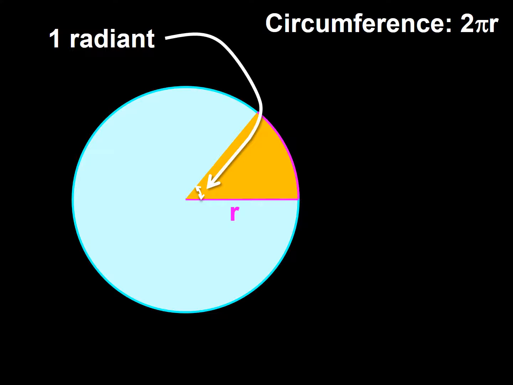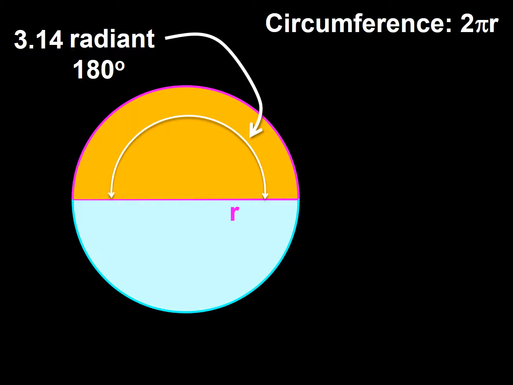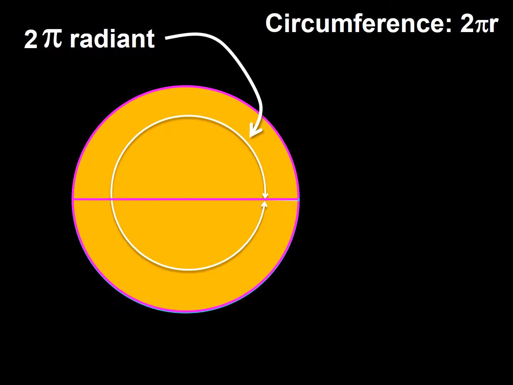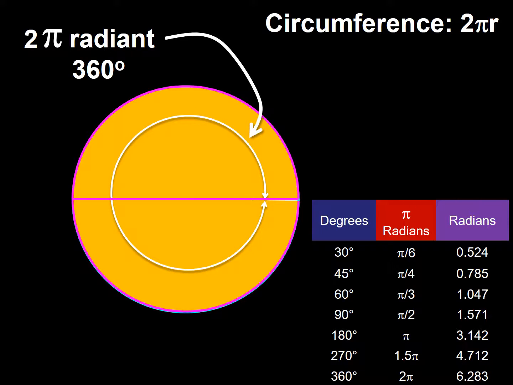We can say that this angle is 1 radian, whether we measure it at this point or at this other point. 1 radian is equal to about 57.3 degrees. Half of the circumference is 3.14 radians or 180 degrees. This can also be written as pi radian. And the whole circumference can thus be expressed as 2 pi radian or 360 degrees. In this frame, I have added a table comparing degrees with radians measured with pi as a base and with natural numbers.